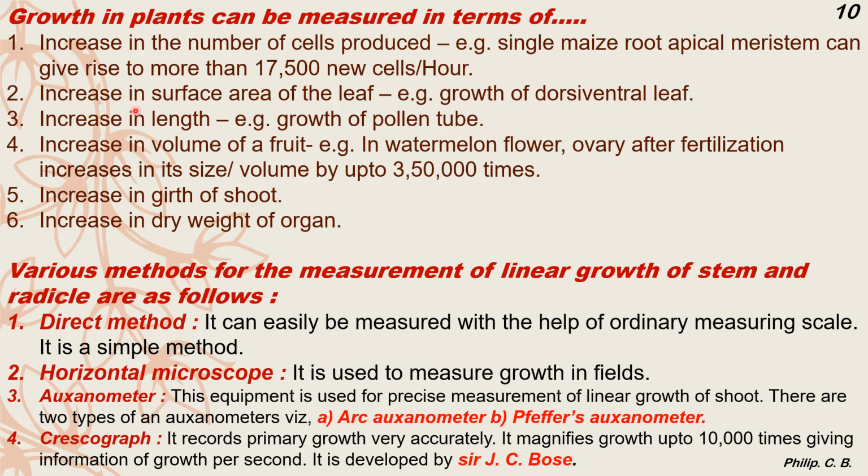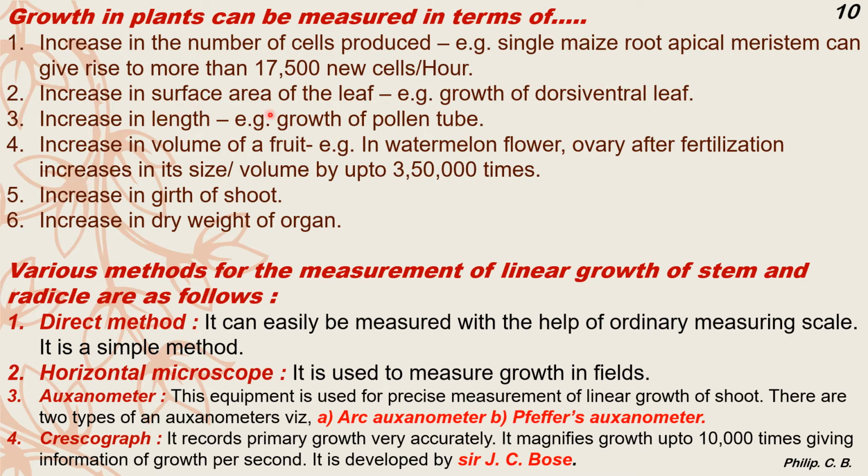Now, further, growth in plants can be measured in terms of... So, how can growth be measured actually? First point, increase in number of cells produced. Example, a single maize root apical meristem can give rise to more than 17,500 new cells per hour. You can see the increase in number of cells produced in 1 hour. The apical meristem of root can produce 17,500 new cells. See, isn't it amazing? In 1 hour, new cells are produced at an amazing rate.